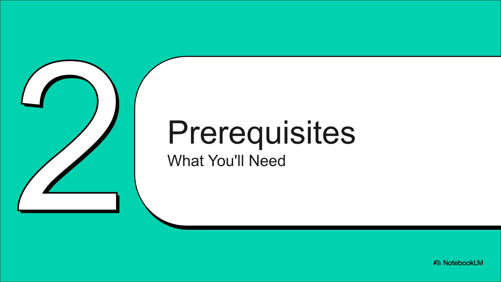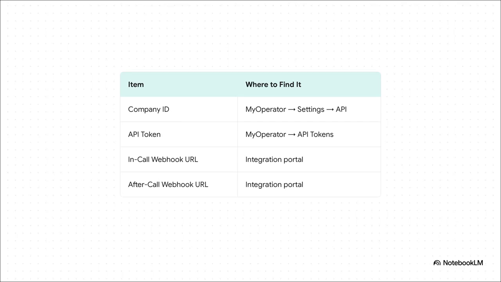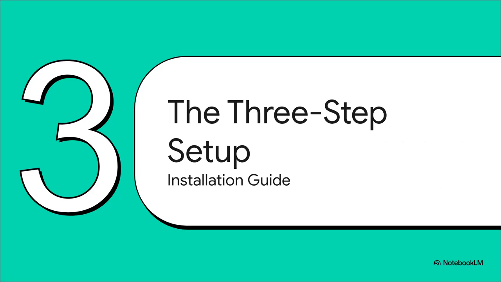All right, before we dive into the setup itself, let's get everything we need together first. To make this process go as smoothly as possible, there are just 4 little pieces of information you'll want to have ready. Okay, here are the 4 things you'll need to grab. Your company ID and your API token can be found right inside your MyOperator account settings. Now, that API token is basically just a secure key that lets LeadSquared and MyOperator talk to each other safely. The other 2 things you'll need are the webhook URLs for both in-call and after-call events, and you can get those from the integration portal. Now's a great time to hit pause, gather these credentials, and we'll be ready for the next step. Awesome! Once you've got your credentials handy, you're all set for the setup.